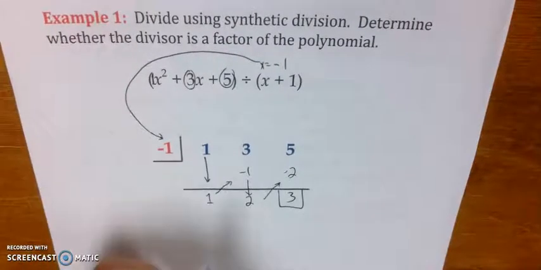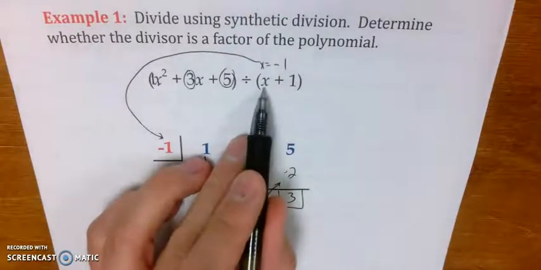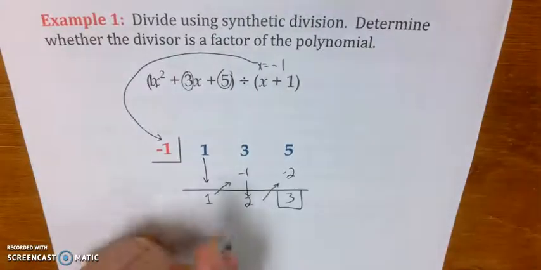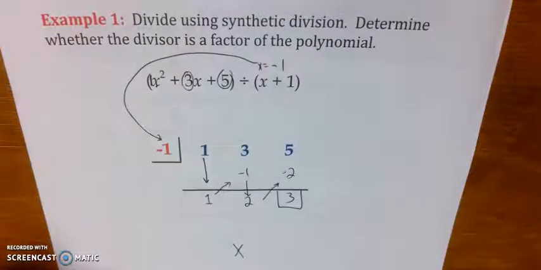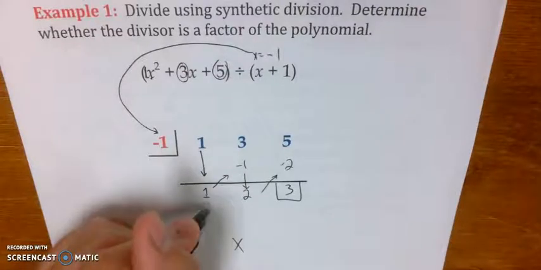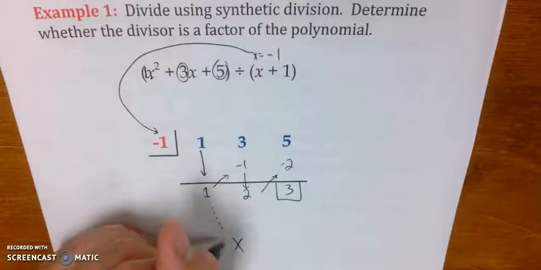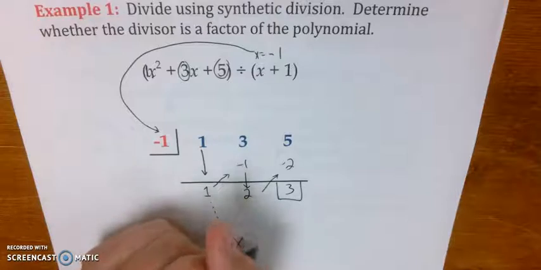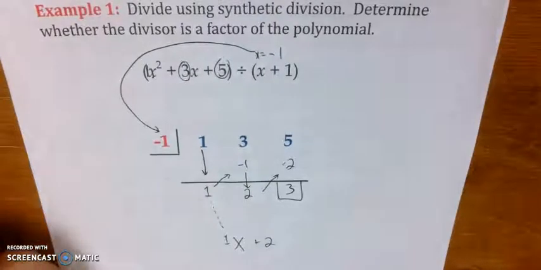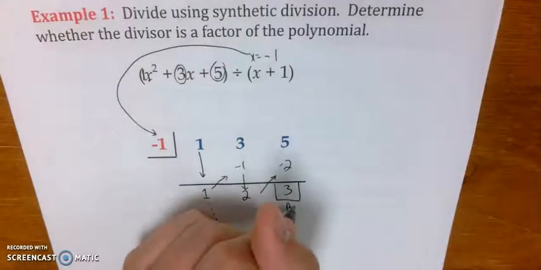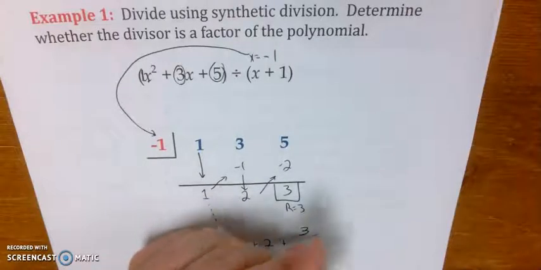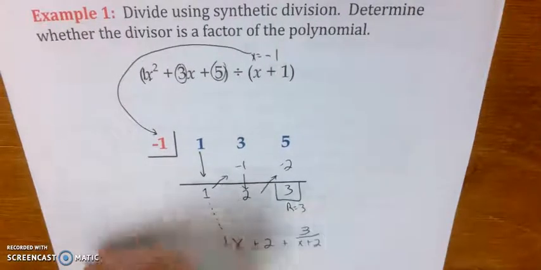So for this, if I started with an x squared and I divided away an x, my final answer, the highest degree, should be a plain old x. These are going to tell me the coefficients here. So I have a 1x plus, because this was positive 2, and then my remainder here was 3, and I put it over my divisor.